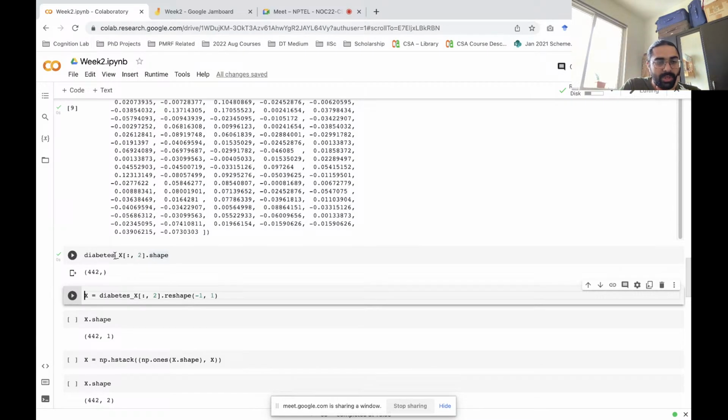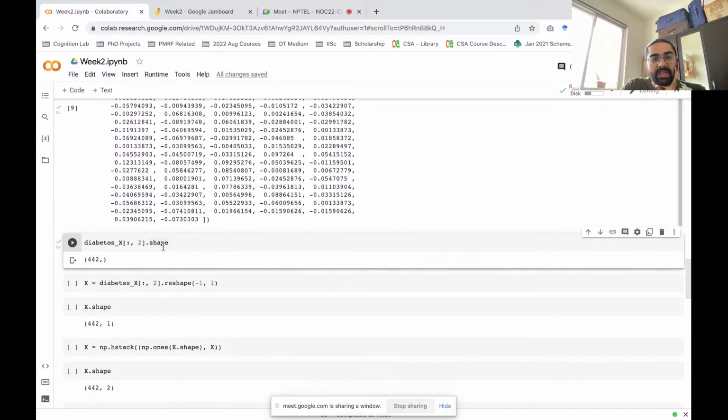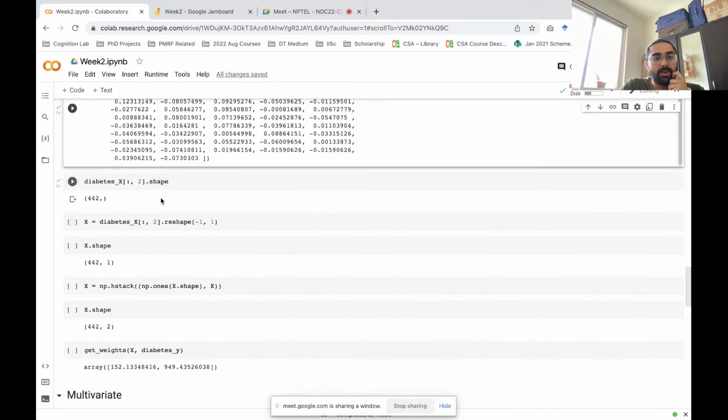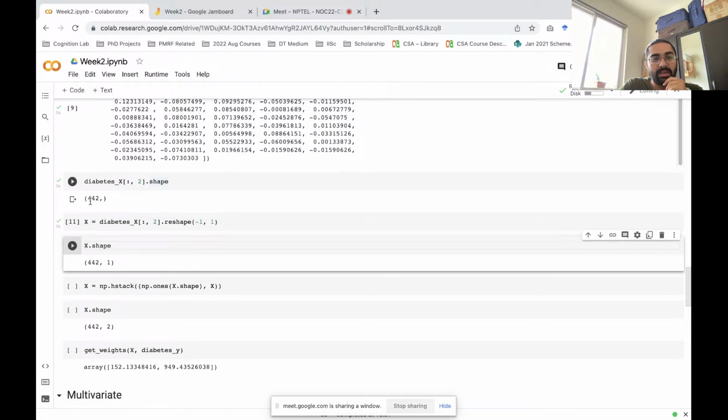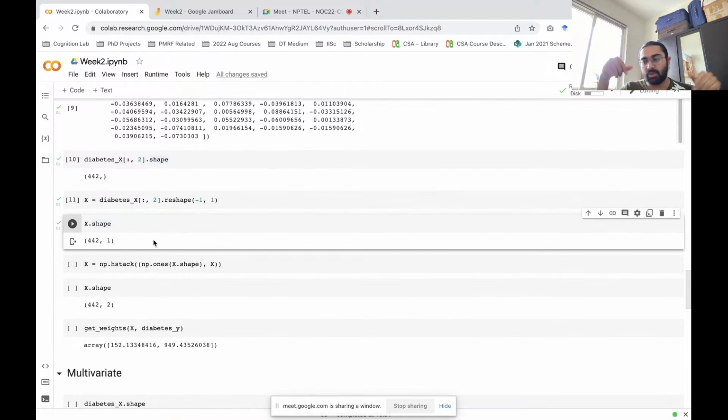So when you index numpy in this format, you get an array. The issue is we need it to be in a matrix format. So what we do is just reshape it. What -1 does is it says, take whatever is there and keep that dimension the same, but make it into a cross one dimension. So if you see, the shape now is 442 comma 1, so that's a matrix. You have 442 rows and only one column because you have only one feature you're trying to look at.